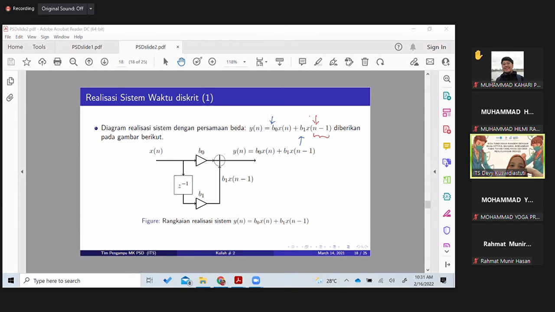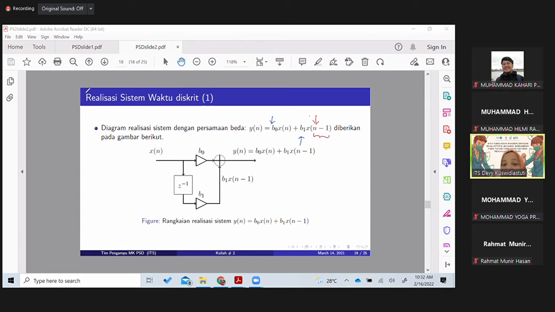Kahari, do you have a question? I do have a question. Can a multiplier accept two inputs? Say in this case, what if I wanted b0 times x of n plus x of n minus 1? Can it be like that? Sorry, can you repeat? No, can a multiplier, for example b0, accept... oh wait, never mind. I just solved it myself. Okay.